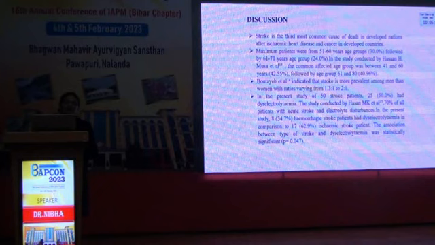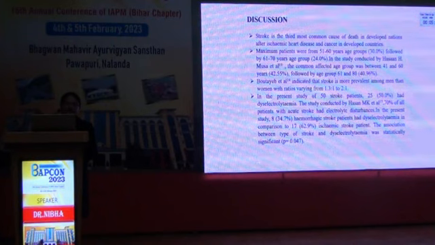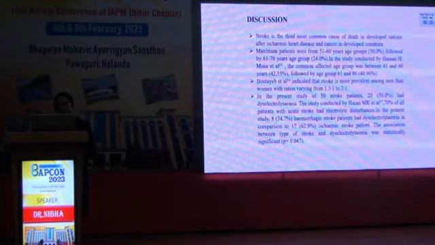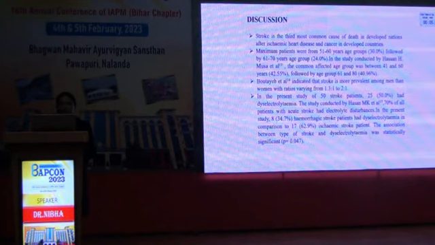In the present study of 50 stroke patients, 25 had dyselectrolemia. The study conducted by Hassan M.K. found 70% of all patients with acute stroke had electrolyte disturbance. In the present study, 34.7% of hemorrhagic stroke patients had dyselectrolemia in comparison to 70% of ischemic stroke patients. The association between the type of stroke and dyselectrolemia was statistically significant.